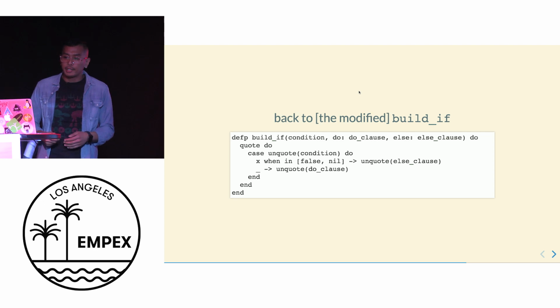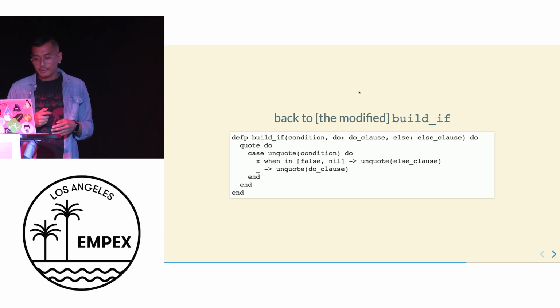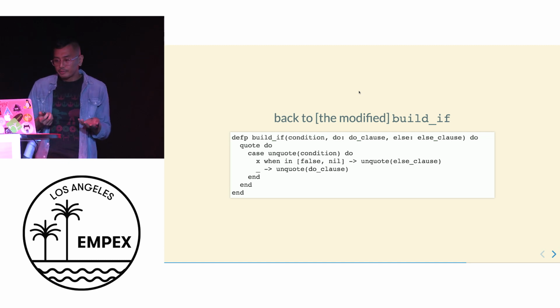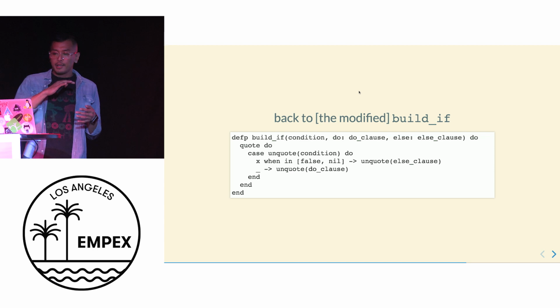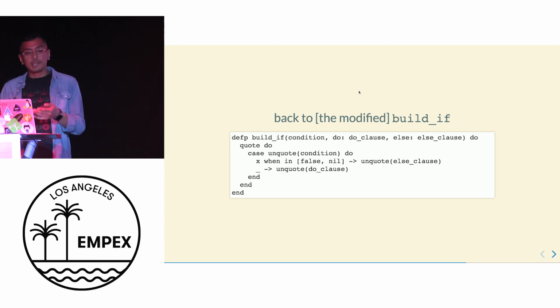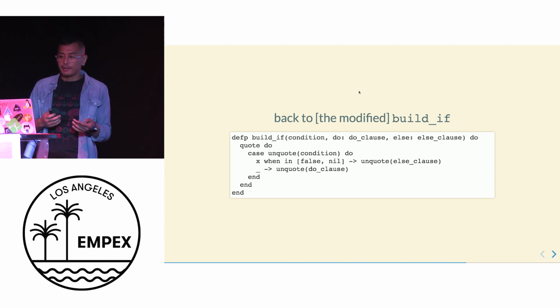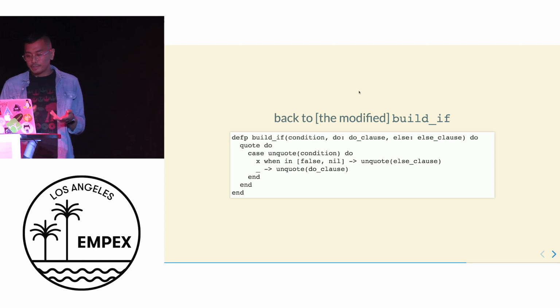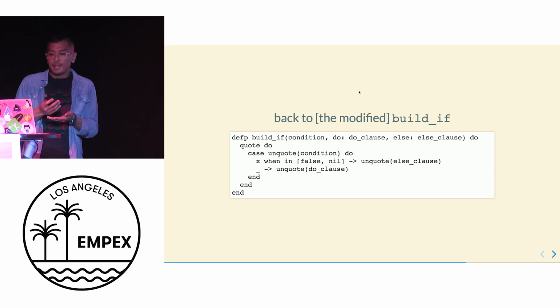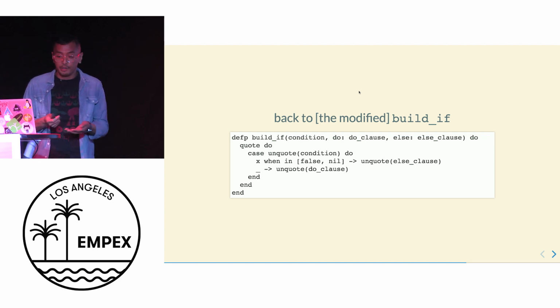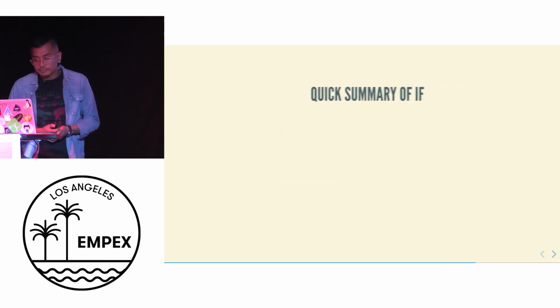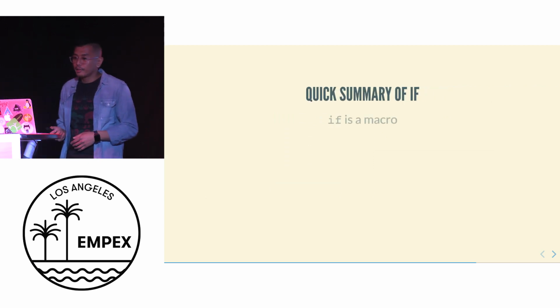So I've ripped out some of build_if just for a little bit more clarity. What build_if does, we're doing some quote to have case unquote the condition. So let's say we have 1 + 1 == 2. We're saying that within that case, if it is false or nil, do the else clause, and otherwise it is true. So a quick summary of if.